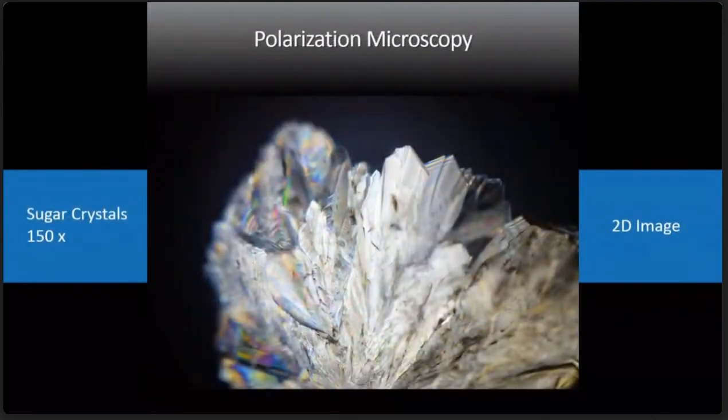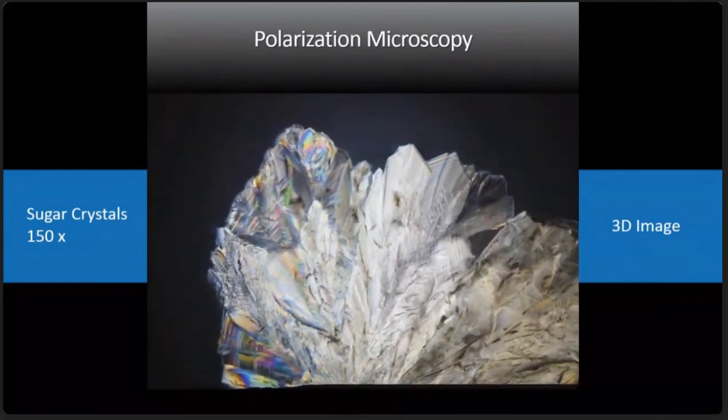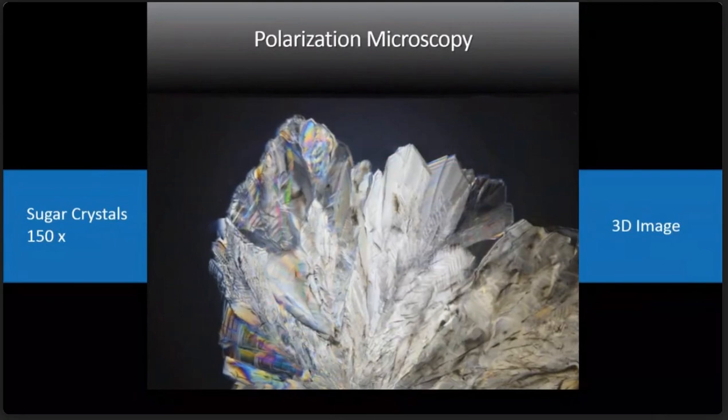Here's polarization microscopy. This is a 2D image. This is a sugar crystal that's been crystallizing on the slide for a few hours. And now that's what it looks like in 3D. Now you see it all in focus, and you can see the shape of the crystal.